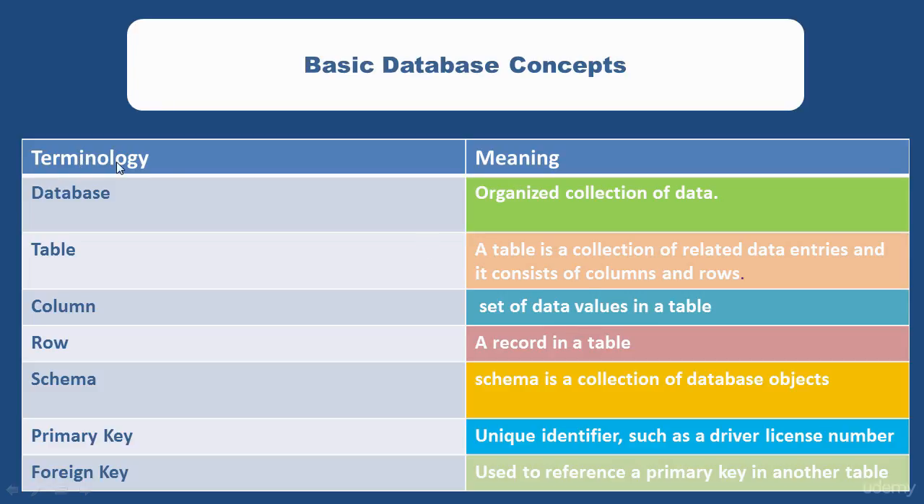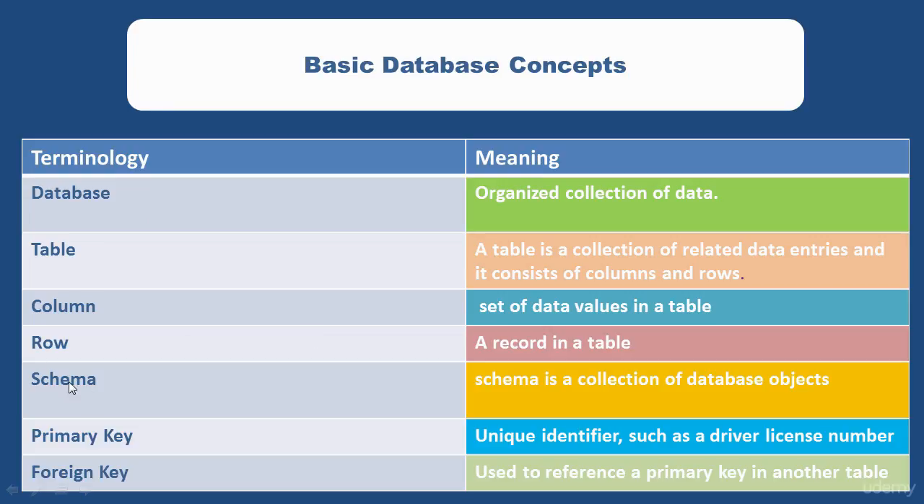So the columns are horizontal. For example, this word terminology can be referred to as a column, and this word meaning can be referred to as a column. The rows are going vertical. So basically, this is how the table is structured in a database table: the columns going horizontal and the rows going vertically. Each row in a database table is referred to as a record.